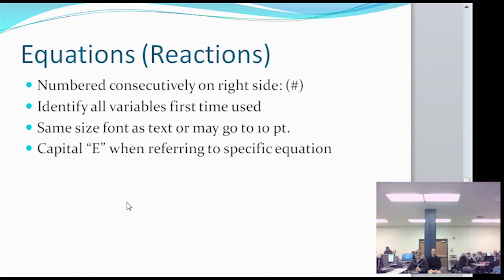You use the same size font in the equations and reactions as you do in the text, with the exception of some very long ones. You can usually go down 1 point smaller. So if you're doing everything in 12 point, you can go down to 11. If you're doing it in 11 point, you can go down to 10. But that's it. Yes, sir?